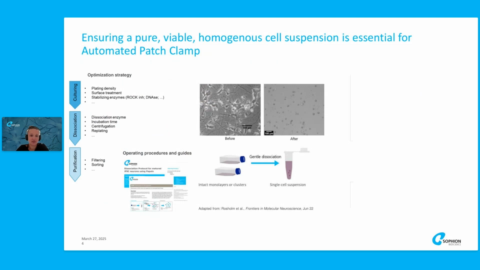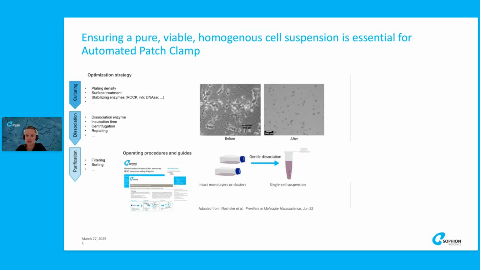And then the neuron suspension will often require some sort of purification after the cells have been dissociated, either with filtering or sorting using a gentle cell sorter. So for the neuron models that we have worked with, we have made operating procedures for the dissociation that are available upon request. And we have also just released a step-by-step guide as to how you can optimize the dissociation in your own laboratory with your own iPSC-derived neurons.